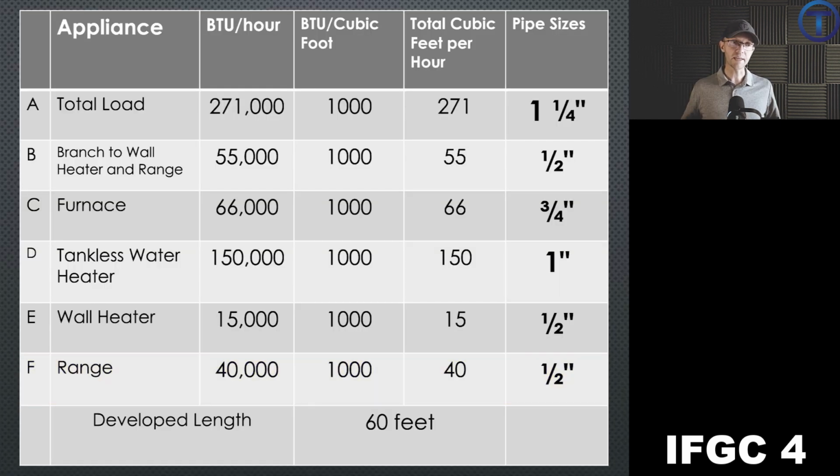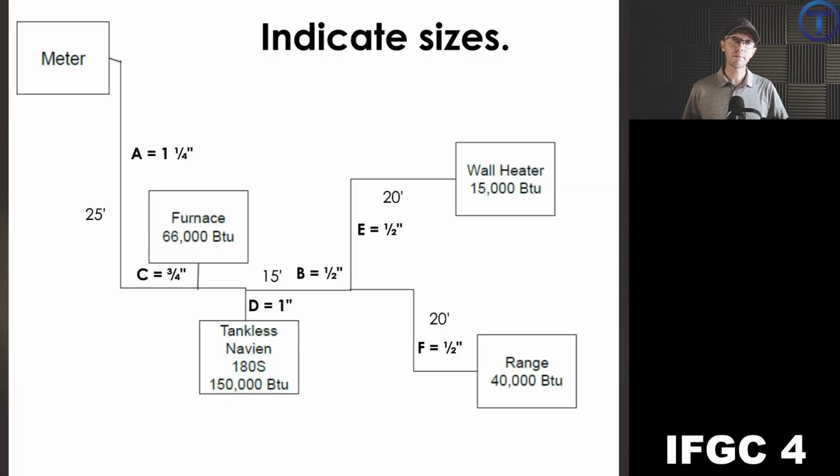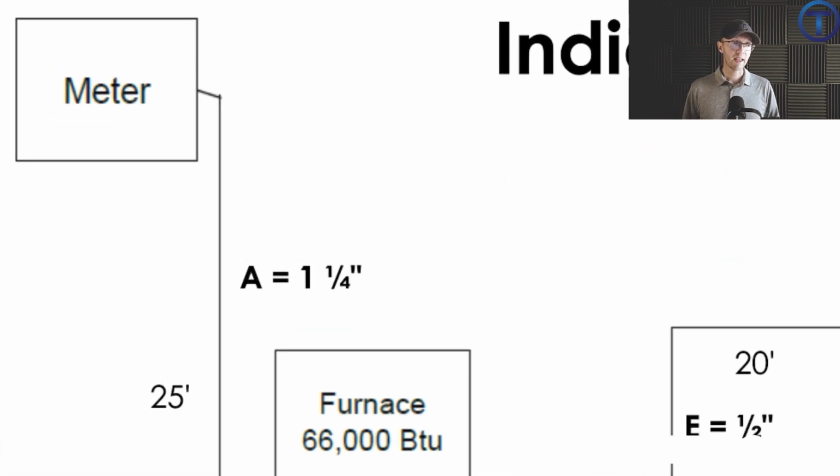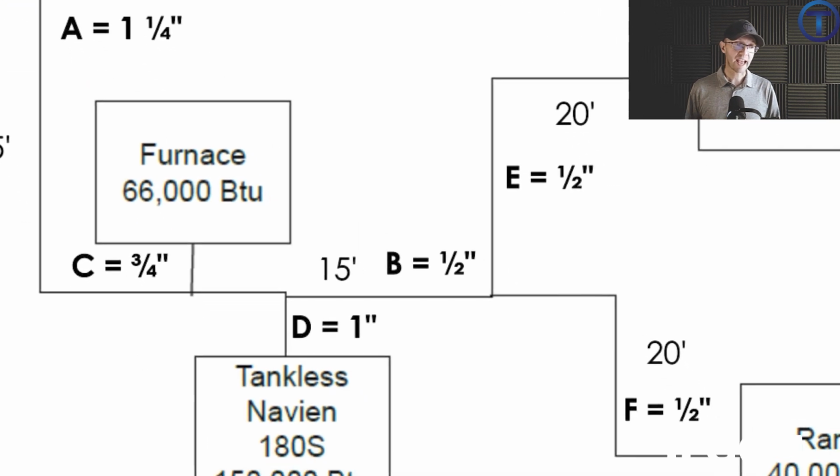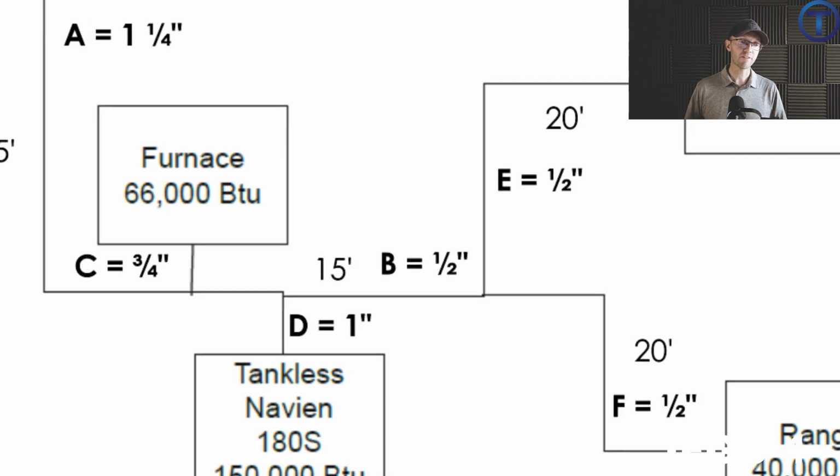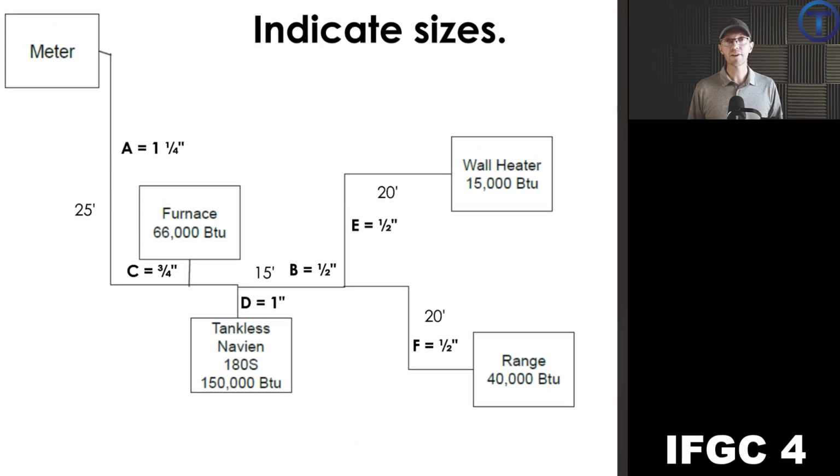I have a completed table, a full system. I know the pipe sizes for every section and for every branch in that system. I could put that on my drawing, right? A is 1 1/4, B was 1/2 inch, C is 3/4, D is 1 inch, E was 1/2 inch, and F is 1/2 inch. Now I have it sorted out. Now I'm ready to get to work.